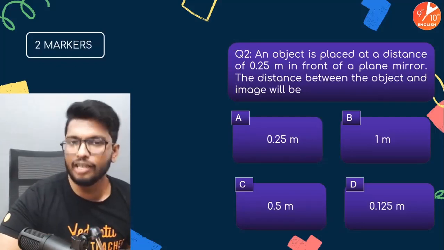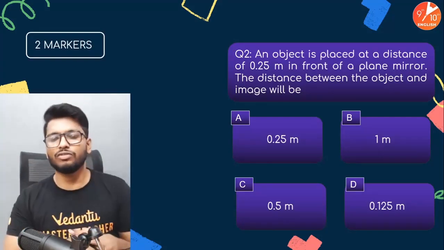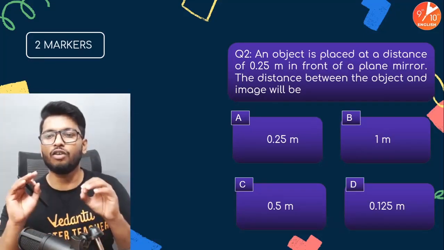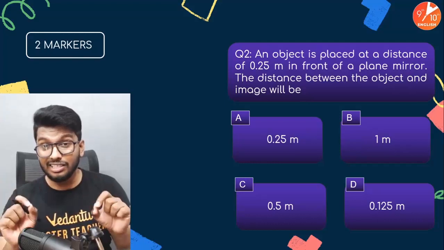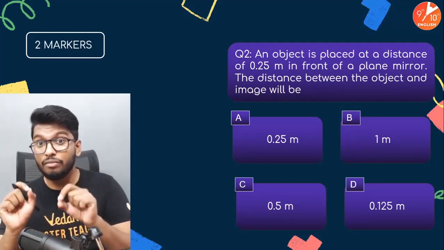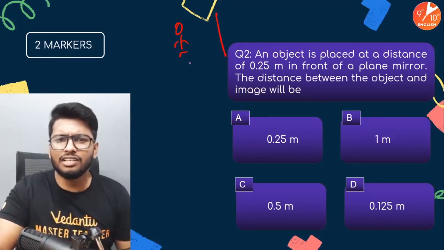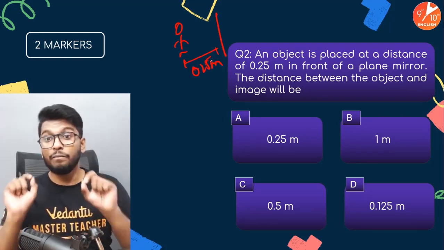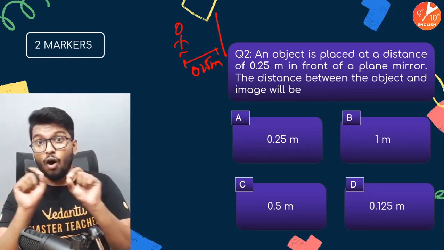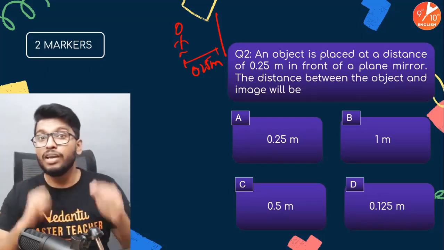It's a 2-marker question now. Moving on to the 2-marker question, guys. Here's the question. An object is placed at a distance of 0.25 meters in front of a plane mirror. The distance between the object and the image would be what? So draw the figure first. This is the object, let's say a person standing at a distance of 0.25 meters. Now, what would be the distance between the object and the image?